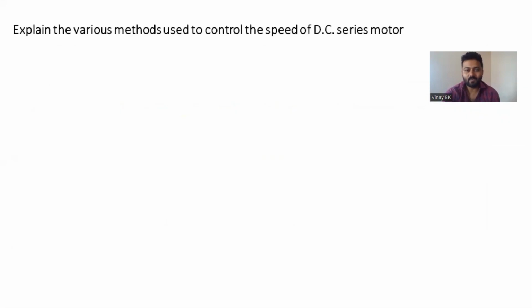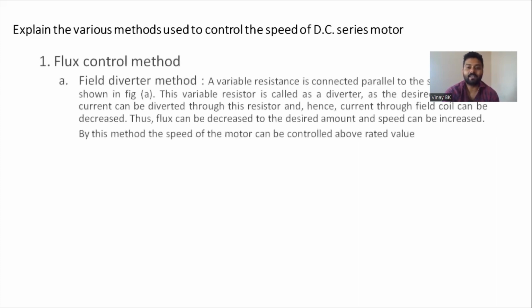So for this DC series motor, you can see there are two main types in DC series motor speed control. One is flux control method. In that again we have subparts: field diverter method, armature diverter method, and also tapping control method and a parallel combination of series field. And the second main method is armature voltage control method. Also, you can call this rheostatic control method.